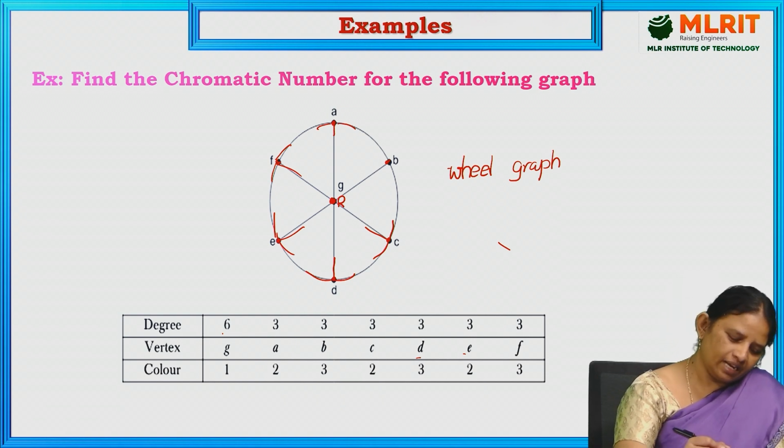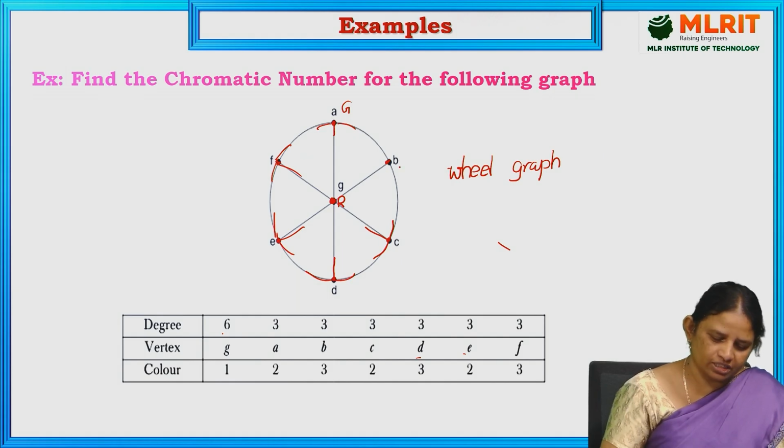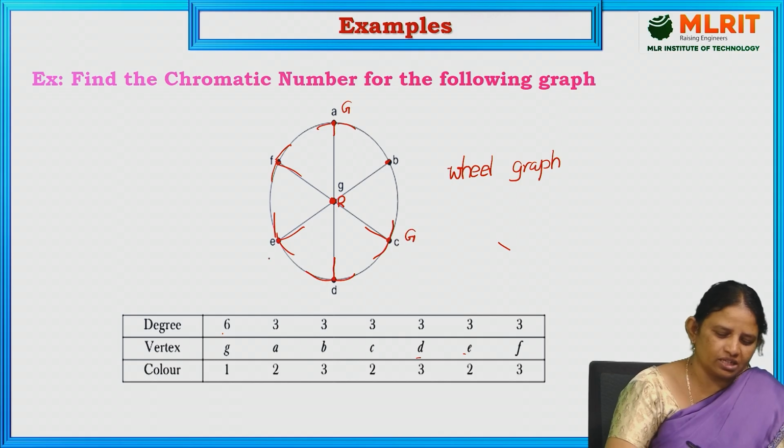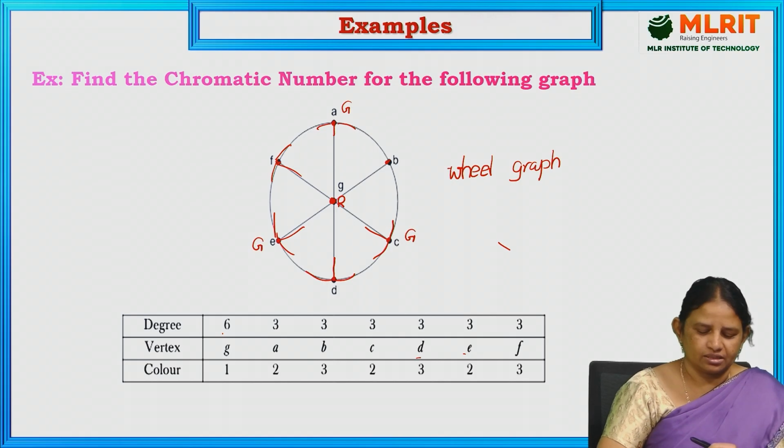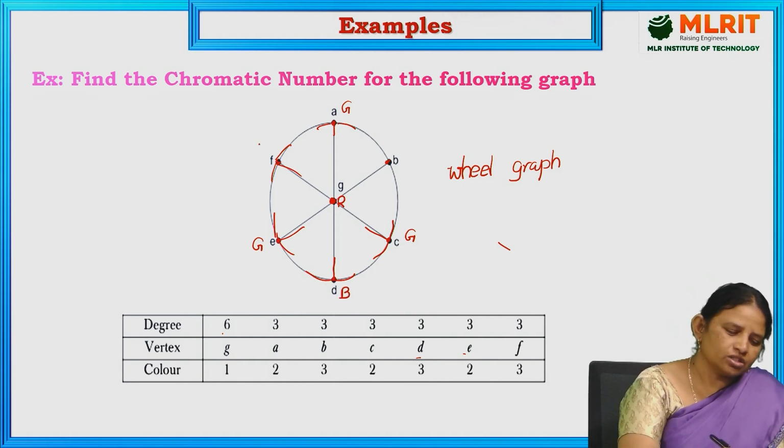Next, A, we can use a different color, that is green. Don't use the green color for F and B. We can use it for C as well as E. For C we can use green color. For E also we can use green color. Next, for D, don't use the red color or green color. We can use blue color. Here also we can use blue color. We can also use blue color.